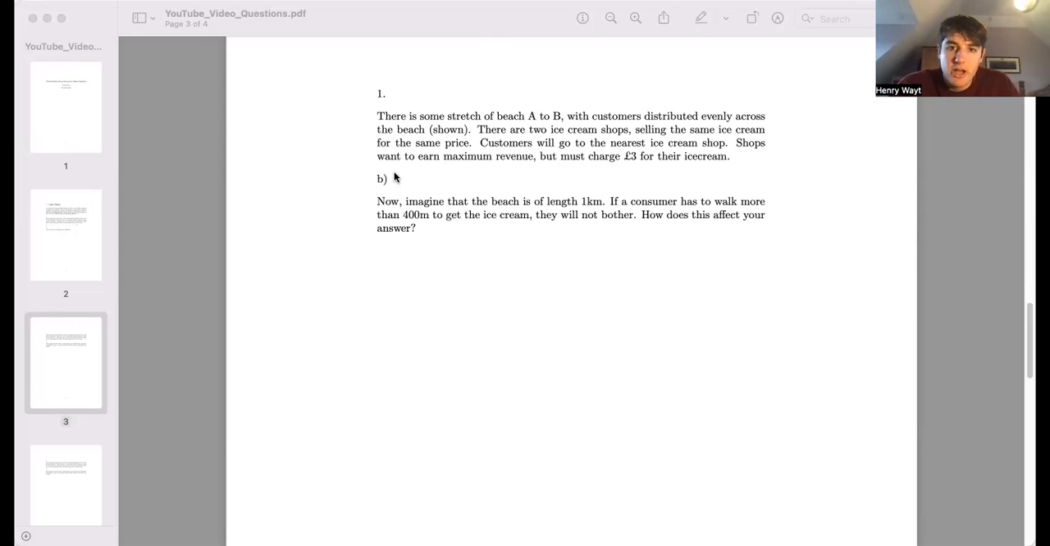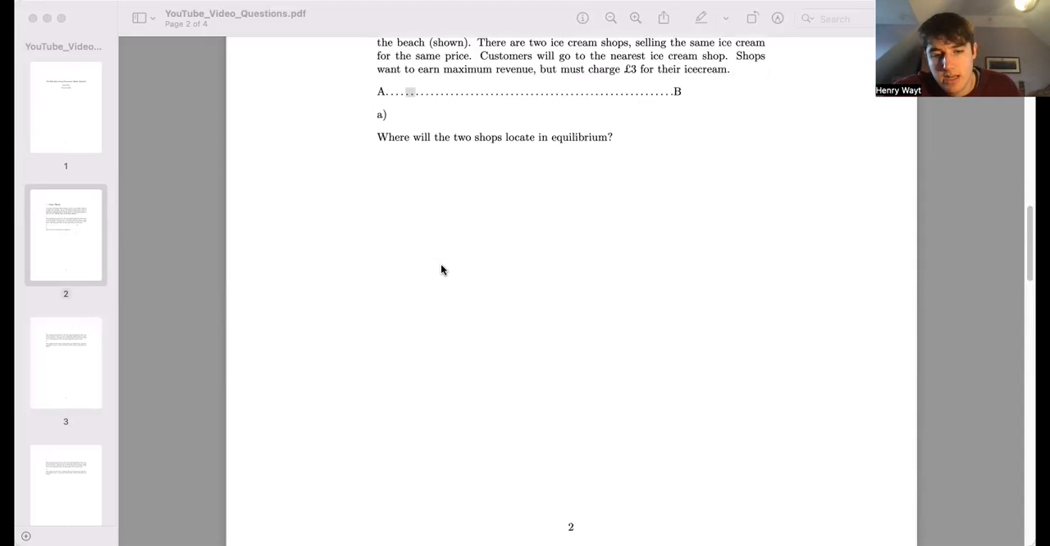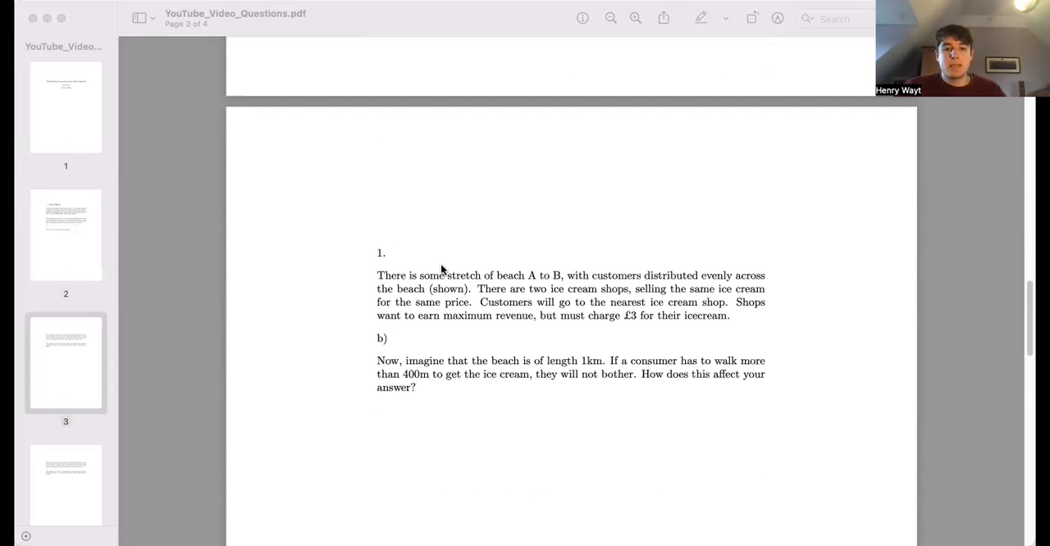But now imagine that we didn't previously define the length of the beach. Yeah, we didn't. But imagine that the beach is of length 1 kilometer. If a consumer has to walk more than 400 meters to get to the ice cream, they won't bother. And that makes sense, right? If you're half a kilometer away from some ice cream and you don't really care that much about the ice cream, you might not go to it. How does this affect my answer?